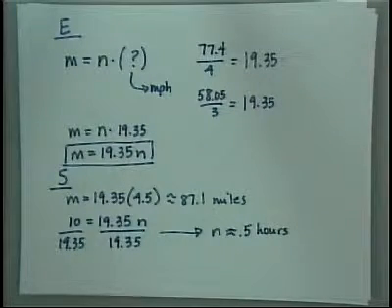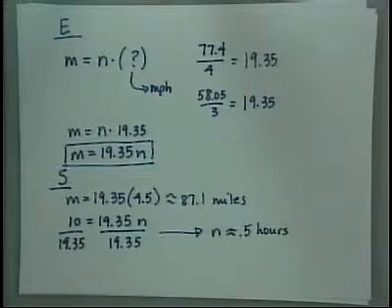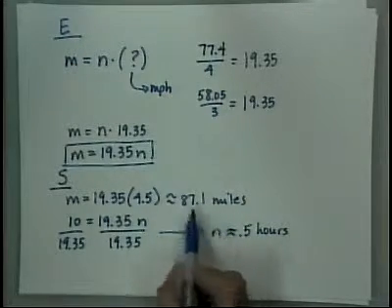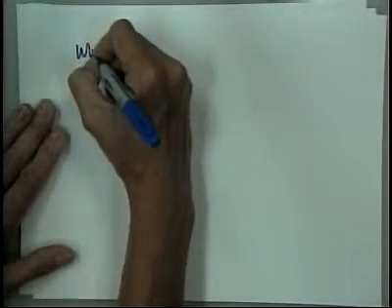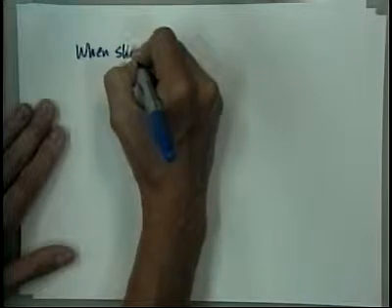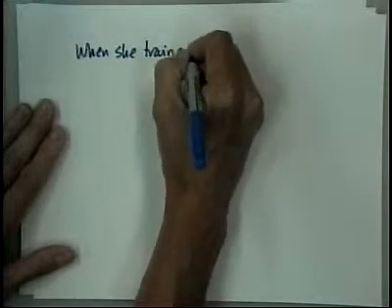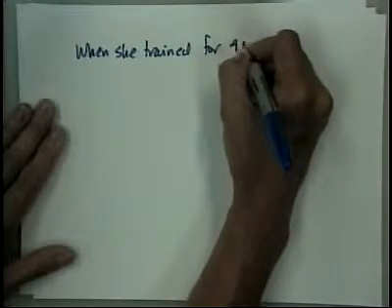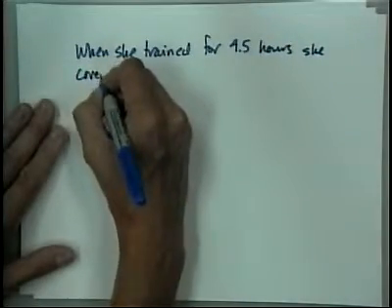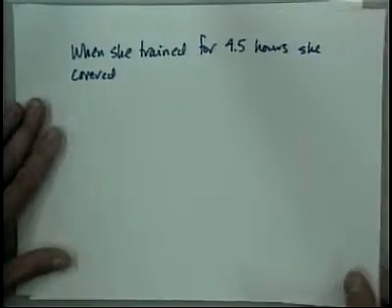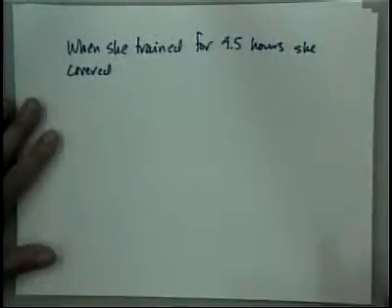Well, each of these answers needs to be written with a complete sentence. So let's complete our sentences here and say, when she trained for 4.5 hours, she covered 87.1, I think, miles.